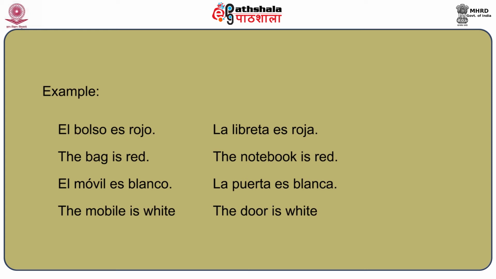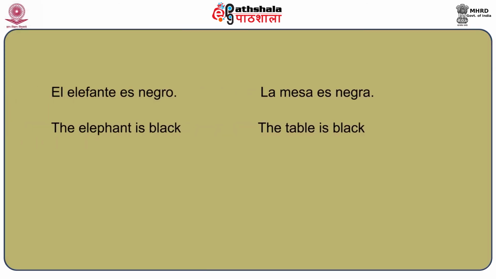So as you see here, colors like red for masculine is rojo, and for feminine it's roja. Same way white, blanco, and for a feminine it will become blanca. Black, negro, for a feminine noun it will become negra. Same way violet, violeta. So black, negro. For example, el elefante es negro y la mesa es negra. So here it changes into a. For the English equivalent of all colors, please refer to the e-text.